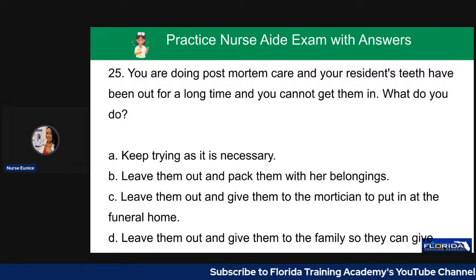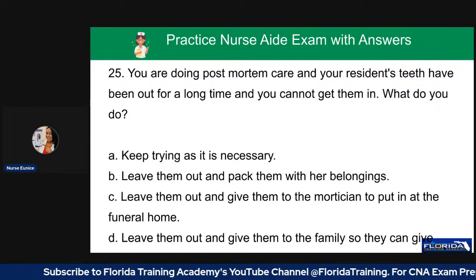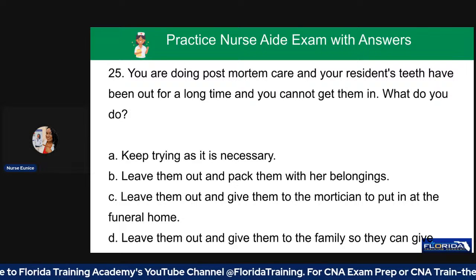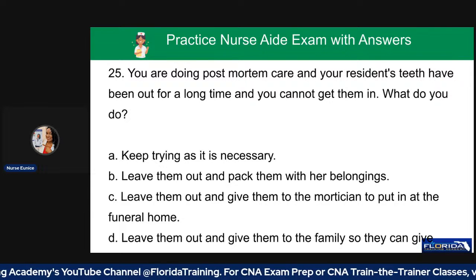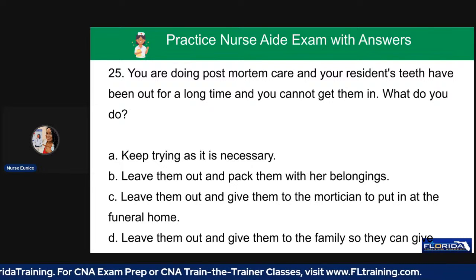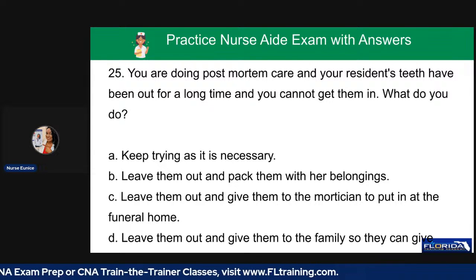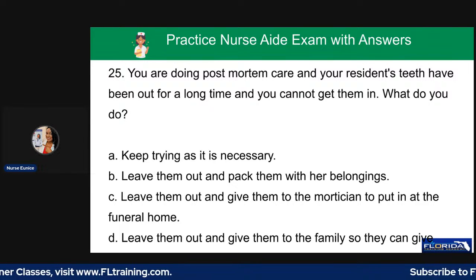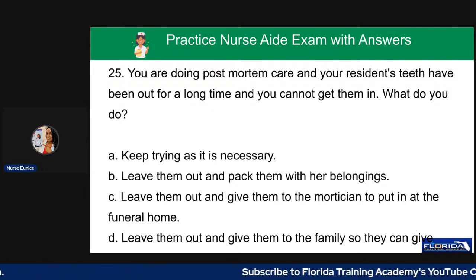25, you are doing postmortem care and your resident's teeth have been out for a long time. We talked about rigor mortis. You cannot get them in. What do you do? A, do you keep trying? B, do you leave them out and pack them with their belongings? C, do you leave them out and give them to the mortician to put in at the funeral home? Or D, do you leave them out and give them to the family so they can give them to the mortician?